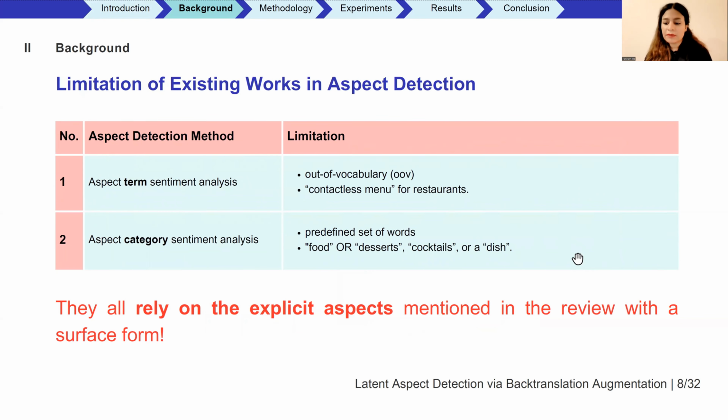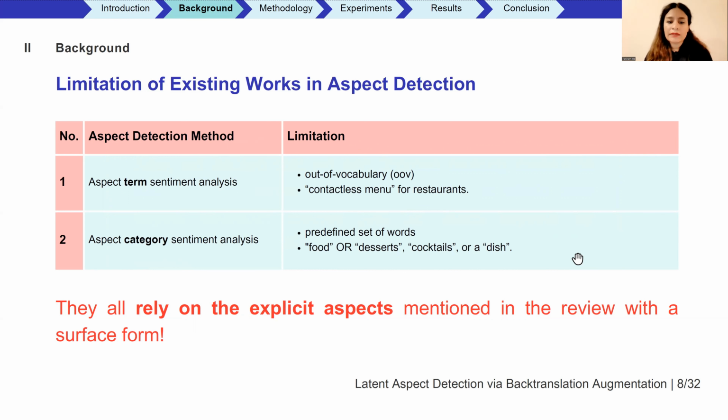However, we have limitations in these aspect detection models. In the aspect term detection, we have the limitation that if the model has not seen the words of the review before, it cannot find the aspect term. For example, if we have the contactless menu for restaurants in our review, and the model has seen the datasets from before the contactless menu emerged, it cannot find it. And on the other hand, the aspect category models are limited by a predefined set of words.